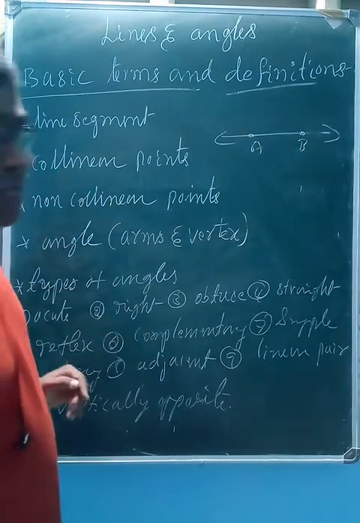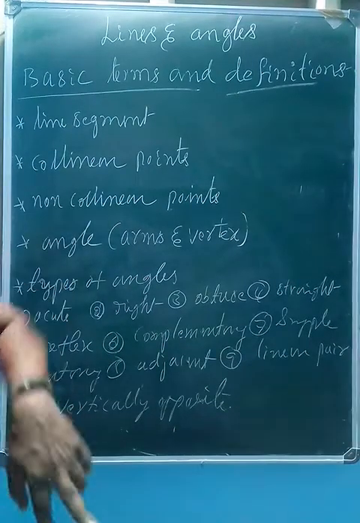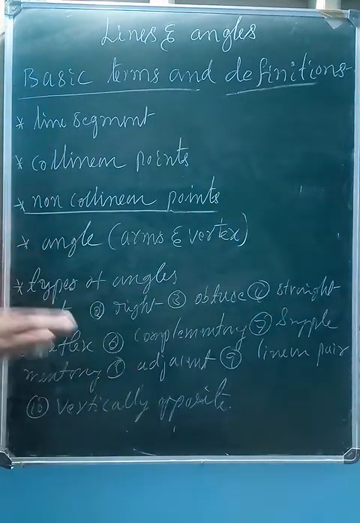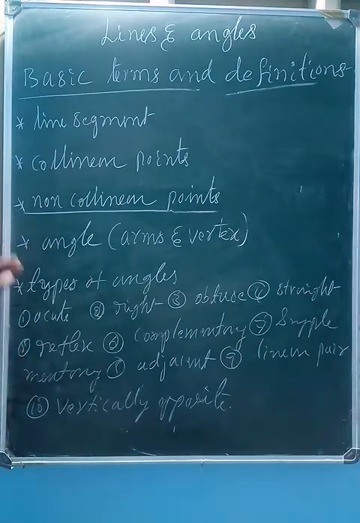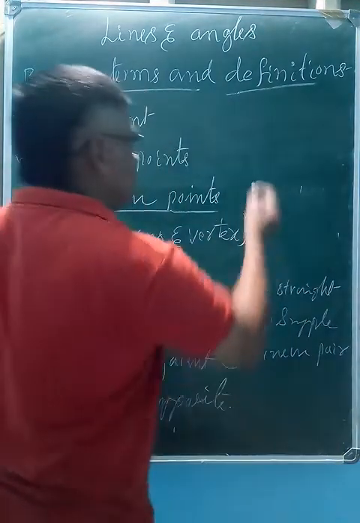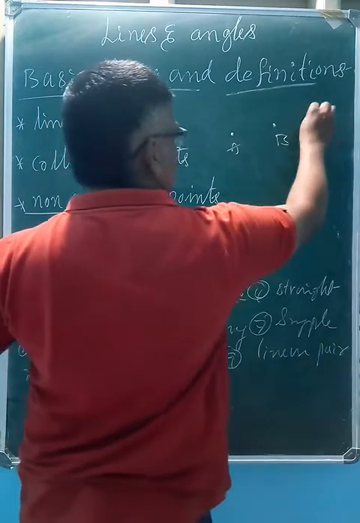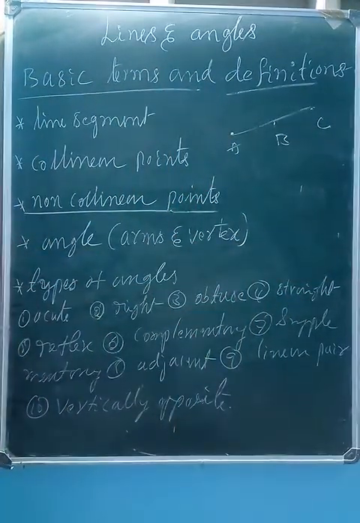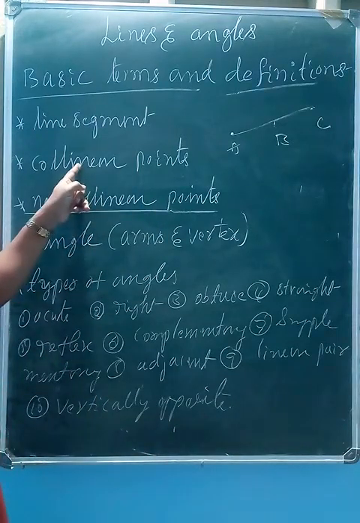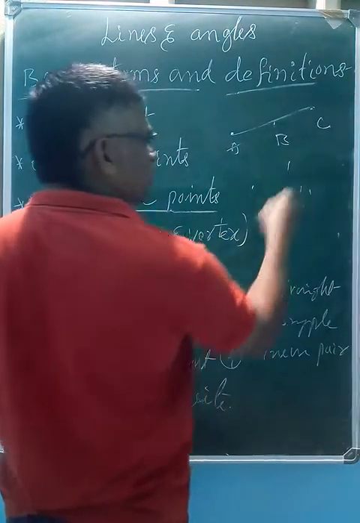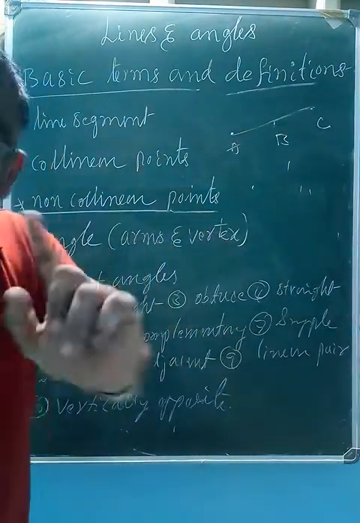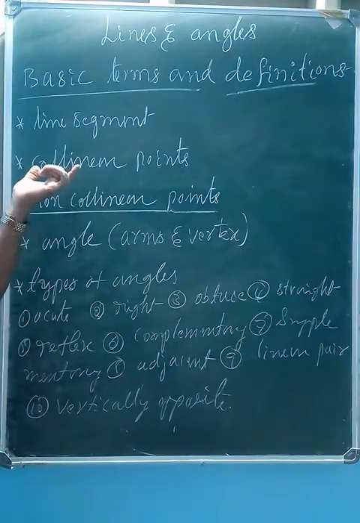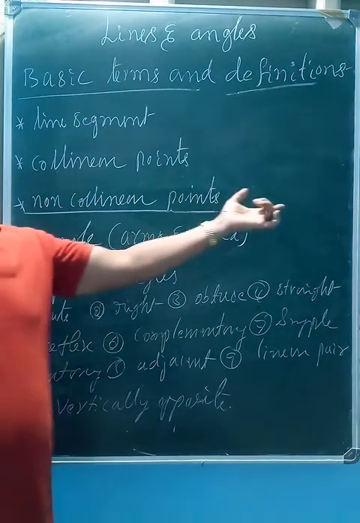What are collinear points? If three or more points are not in a straight line, then they are called non-collinear. If they are in a straight line, they are called collinear. For example, if you take three points A, B, C, these are collinear points. Why? All three points are in a straight line. If three or more points are in a straight line, they are said to be collinear. If they are not in a straight line, they are said to be non-collinear. Write the definition in your notes.